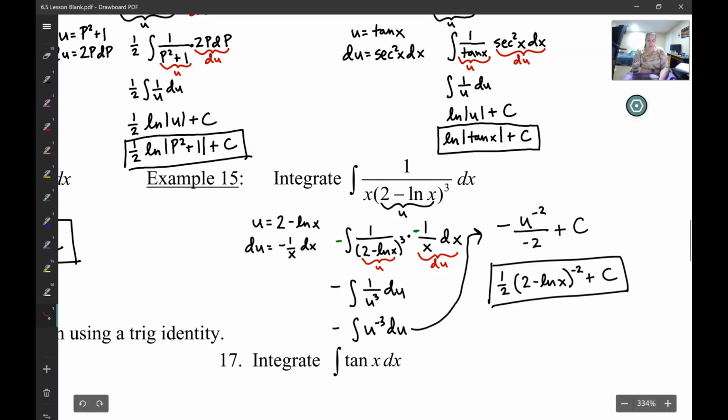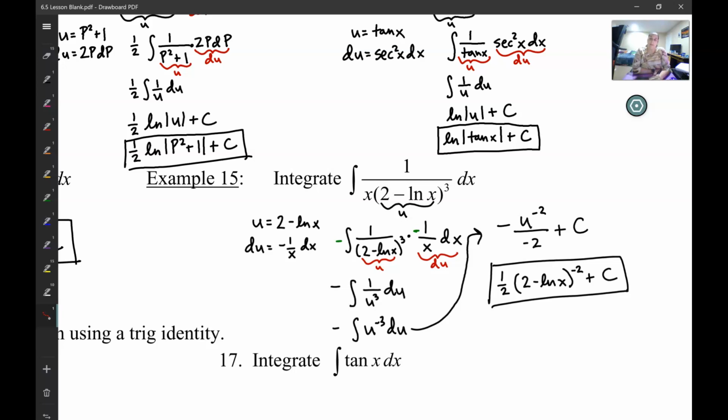And then I rewrite it. So this is my u, that's my du. Bring my u cubed up to make it negative. And now I just do my power rule right there. Now I brought this 2 out as a 1/2, and the 2 negatives make it positive. And then I just plugged my u back in to the negative 2 plus c. And there we go. That's some basic ln integral rule stuff.